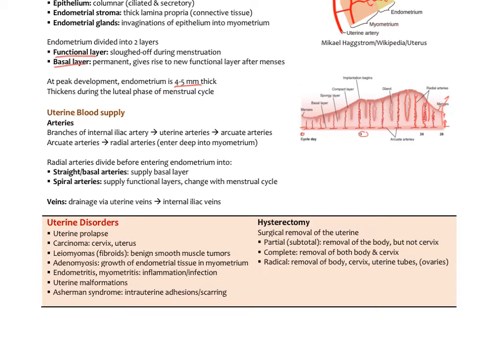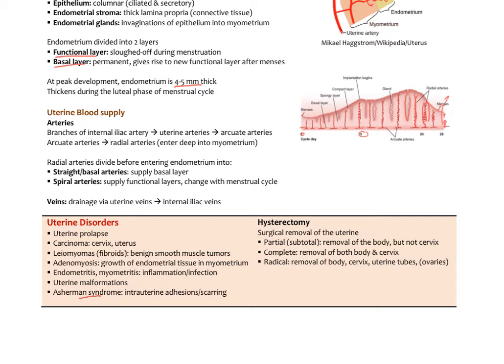There are uterine malformations, and an important one for endocrinology is Asherman syndrome, and this is intrauterine adhesions or scarring, usually due to D&C procedures, dilation and curettage, like after an abortion. So that can unfortunately cause scarring in the uterine wall, and this could be an important cause of secondary amenorrhea, which we'll talk about in the pathology section.